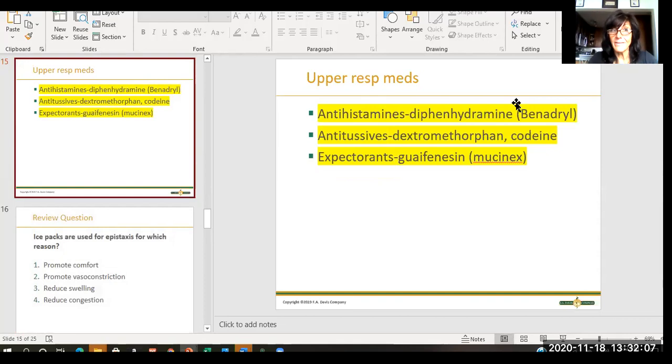Now we're going to get to the upper respiratory meds. And so the ones that you need to know: antihistamine, diphenhydramine is the one, that's Benadryl. Antitussives, dextromethorphan is the one. I put codeine next to it. Codeine is an opioid, okay? You will see codeine in some cough syrups, okay? And the reason is that it helps with the cough as much as the dextromethorphan does, but it also has a downside because of the sedation and so on and so forth. So I just want to make sure that you guys are aware of that. The dextromethorphan and then guaifenesin, which is an expectorant, okay, helps to get the mucus out.